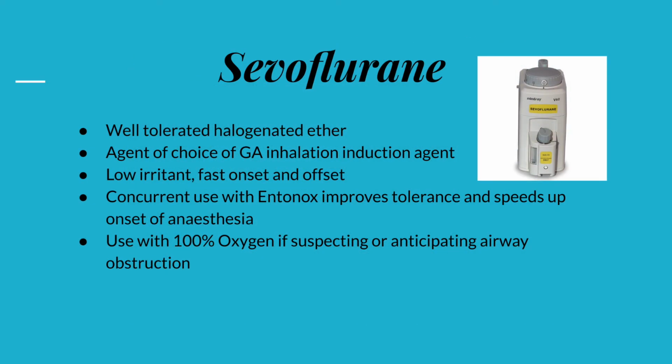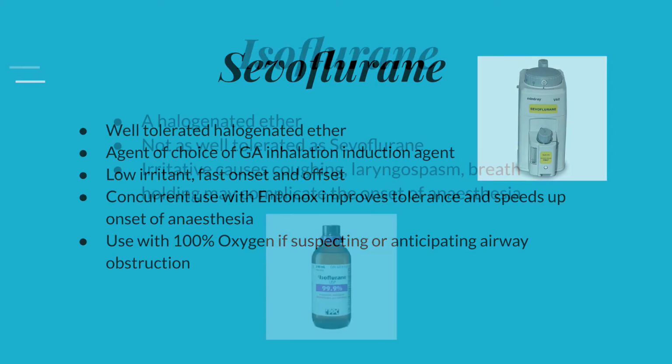Next up, we have sevoflurane in this presentation. Sevoflurane is a well-tolerated halogenated ether, and an induction agent of choice compared to isoflurane. As mentioned previously, a safe combination of sevoflurane and Entonox improves tolerance and speeds up the onset of anesthesia. One key point to note is that in the case of suspected or anticipated airway obstruction, 100% oxygen is preferred with sevoflurane over Entonox to ensure maximum oxygenation and ventilation of the lungs.